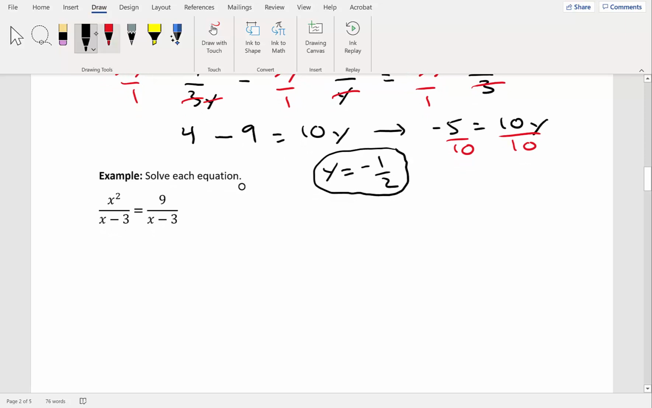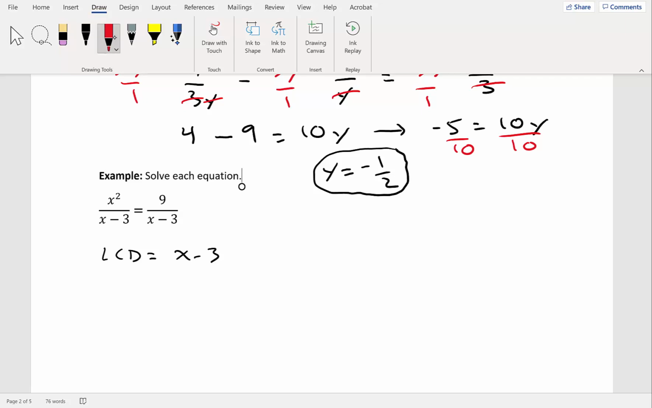Next problem. So solve the equation. We have x squared over x minus 3 equal to 9 over x minus 3. Okay, so first let's find our LCD. Now in this case it's a little bit easier because our denominators are the same. We have x minus 3 for each one. So our LCD here is x minus 3.